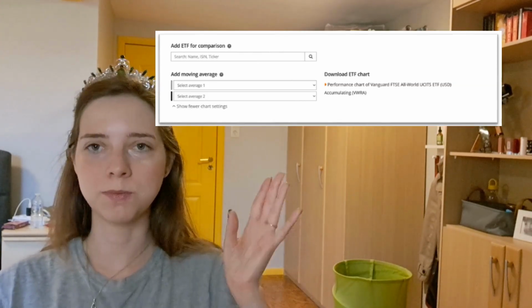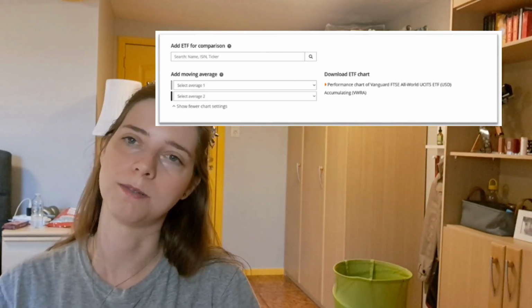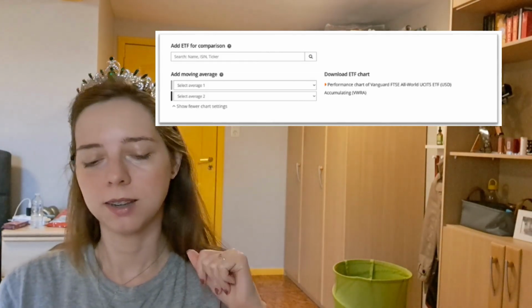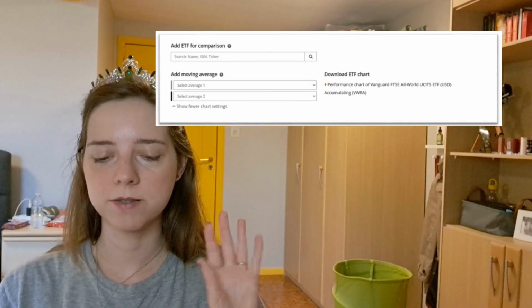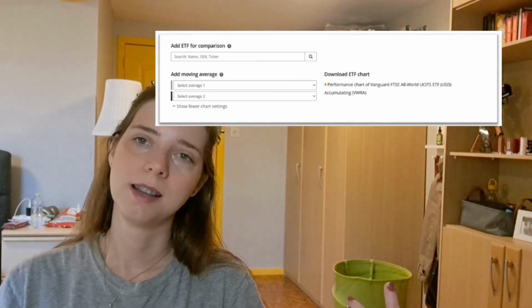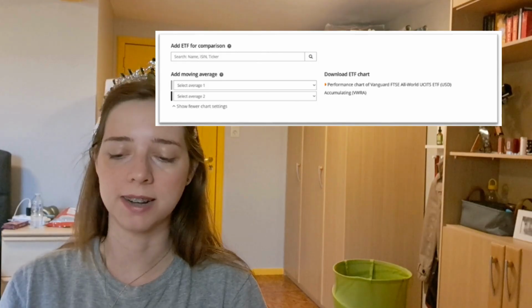We're going to move over to the next part, which is to make comparisons. I didn't do this because I wanted to focus on the world ETF I am investing in. So I'm kind of skipping over this part, but the website is free and you can use this tool to compare ETFs, which I think is very nice. It's a nice feature.